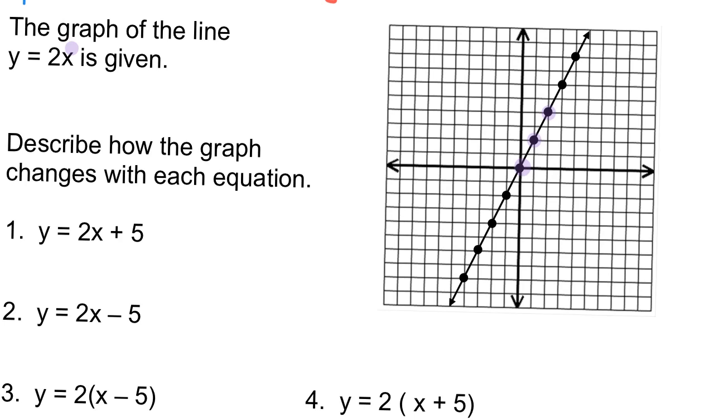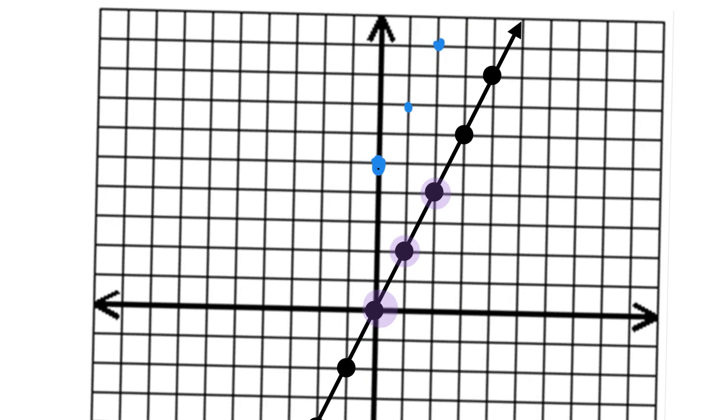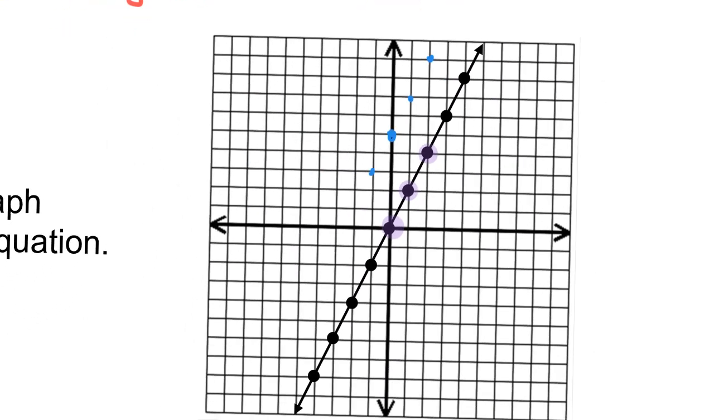Remember that when we're graphing a linear equation, we start with the y-intercept, and then the slope tells us where to move. So the y-intercept is the point 0, 5, and then we move up 2 over 1, or down 2, left 1. Please draw the line. Pause the video here while you do that.